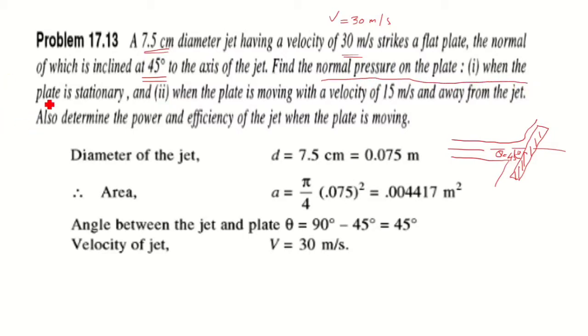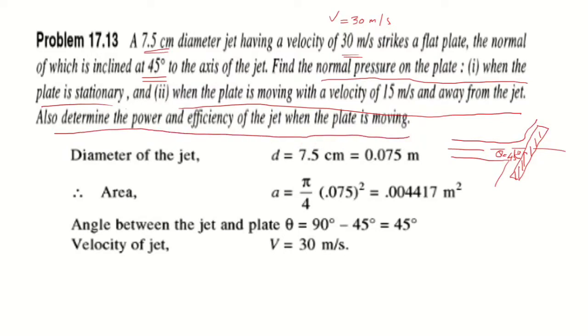The first condition is when the plate is stationary. The second condition is when the plate is moving with a velocity of 15 meter per second and away from the jet. Also, we need to determine the power and efficiency of the jet when the plate is moving. So we need to remember two equations: force exerted on the inclined plate when it is stationary, and force exerted on the inclined plate when it is moving. These two equations are necessary.